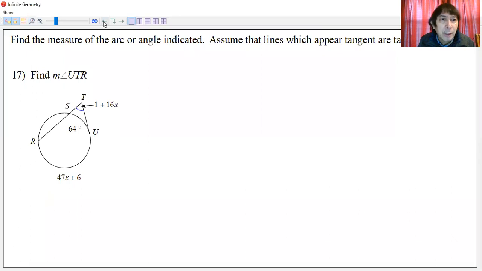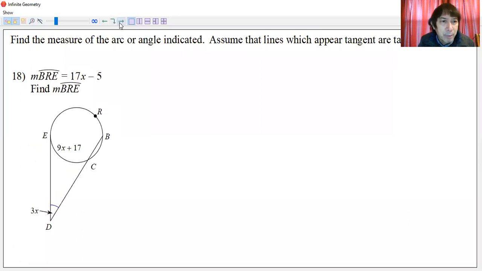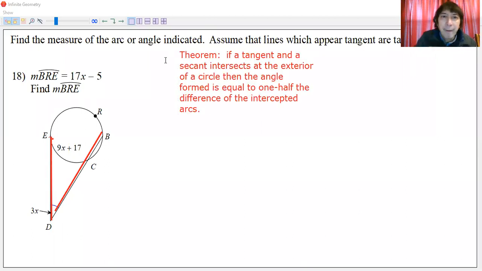Continue with number 18. Okay, here is number 18. All right, what do we have here? We still have a tangent and a secant. You can see a tangent here, and here's the secant there. So we can still use the same theorem. All right, so we shall apply it here. If a tangent and a secant intersect at the exterior of a circle, then the angle formed is equal to half the difference of the intercepted arcs.